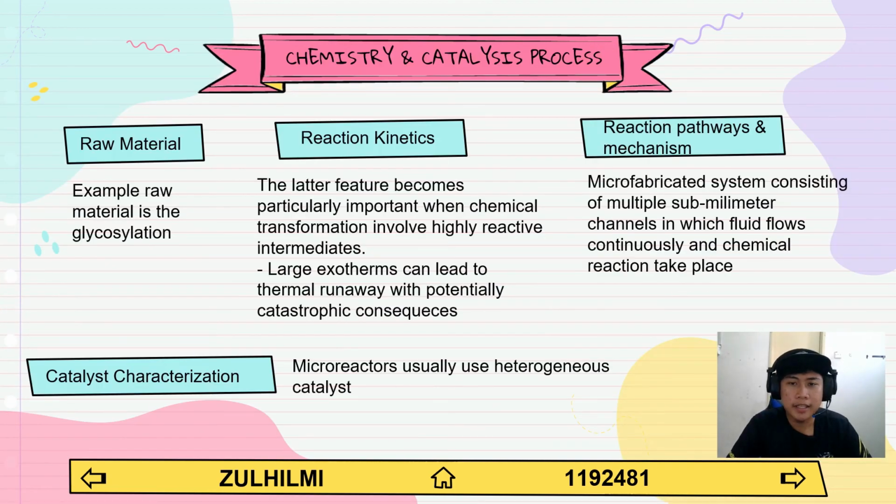Next, chemistry and catalysis process. So first, raw material. We can use glycosylation as the example of the raw material. Reaction kinetics. The latter feature becomes particularly important when chemical transformation involves highly reactive intermediates. Its large exotherms can lead to thermal runaway with potentially catastrophic consequences. Then, reaction pathway and mechanism. Microfabricated systems consist of multiple sub-millimeter channels in which fluid flows continuously and chemical reactions take place. Lastly, catalyst characterization. Microreactors usually use heterogeneous catalysts.